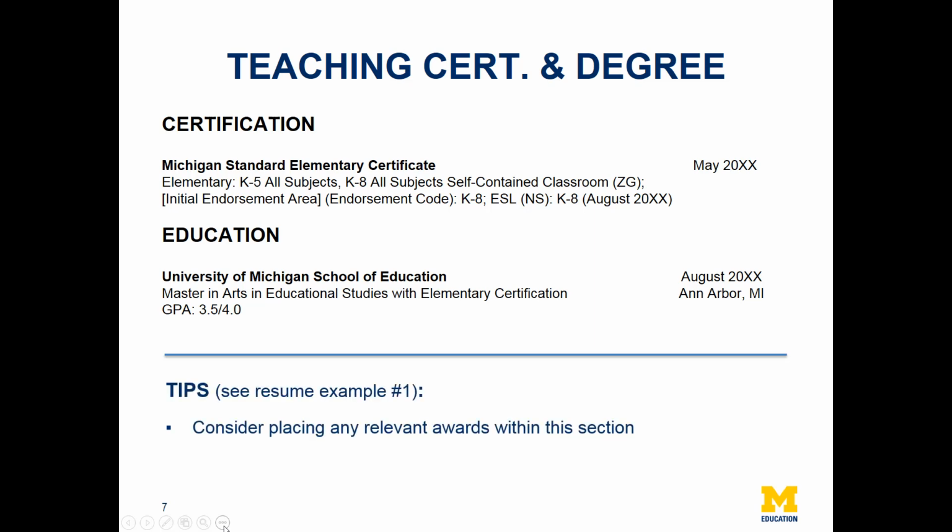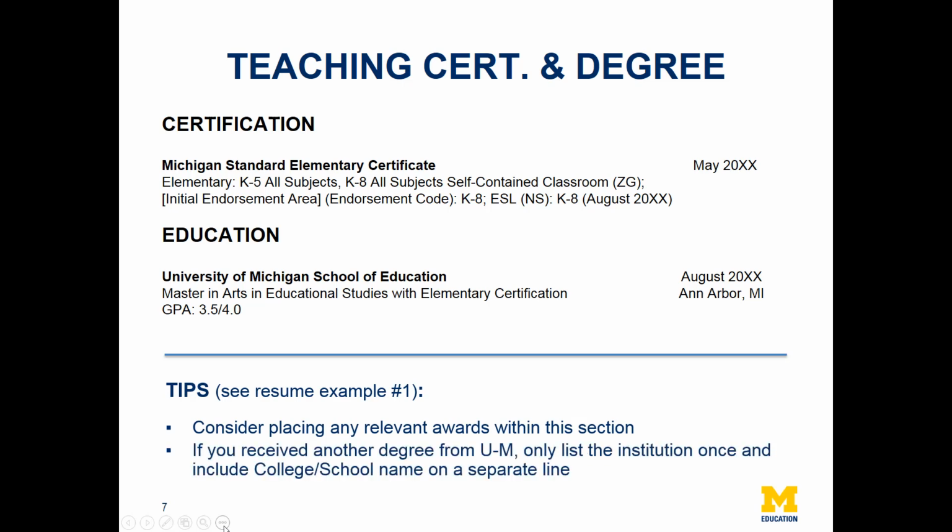If you have 1 or 2 awards that you received during a degree program, you can consider including it right below that particular degree in your education section. Also, if you received or will receive more than 1 degree from the same institution, such as completing your undergraduate degree from U of M in addition to the ELMAC program, to save space, just list the University of Michigan once and then slightly indent the different degree names and schools underneath. You can see an example of this on the resume example number 1 in your PDF of resources.